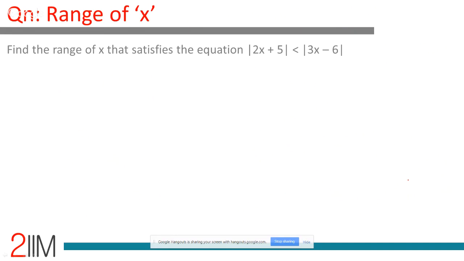Again, a very good question. I want you to think about how we can solve this using your number lines, the step-by-step methodical approach, or by doing something like in jazz here. So, modulus of 2x plus 5. What do you see in this equation?